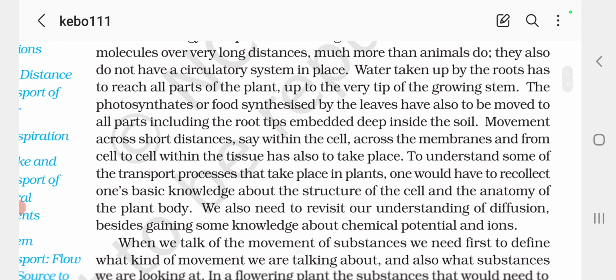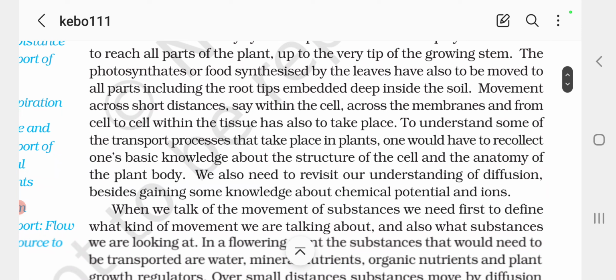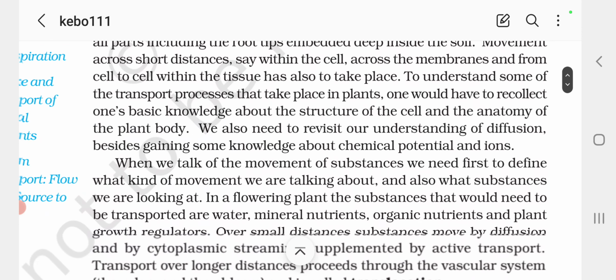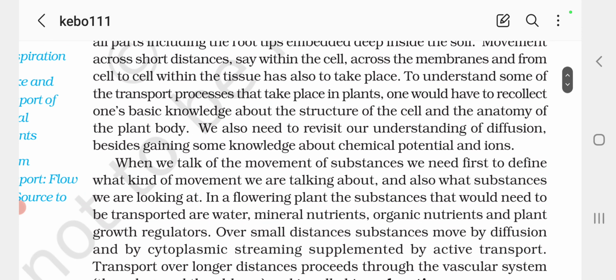Movement across short distances, say within the cell, across the membranes, and from cell to cell within the tissue, has also to take place. To understand some of the transport processes that take place in plants, one would have to recollect one's basic knowledge about the structure of the cell and the anatomy of the plant body. We also need to revisit our understanding of diffusion besides gaining some knowledge about chemical potential and ions.